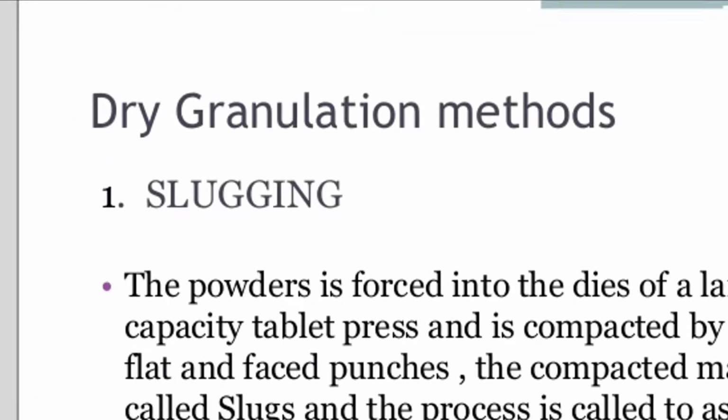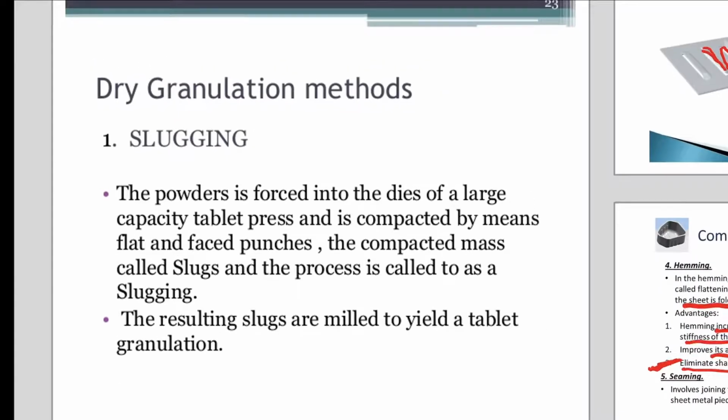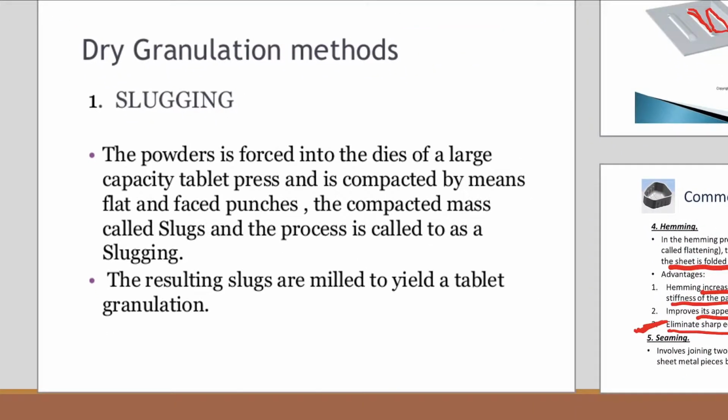Now the next process, which is the slugging process. The next option was slugging. So slugging is basically used to make tablets. In the pharmaceutical industry, it is used to make tablets.